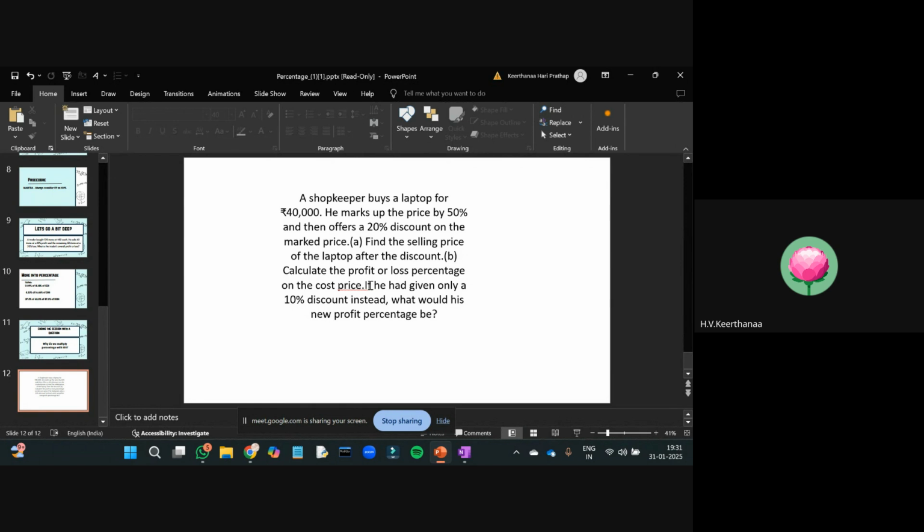If you had given only a discount of 10%, then okay. There are a lot of subdivisions. We'll go one by one. First, we'll write down the details we have. So the CP is 40,000, right?